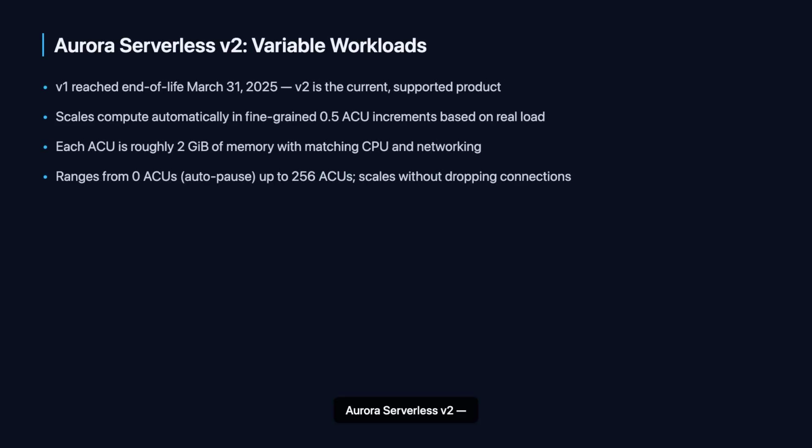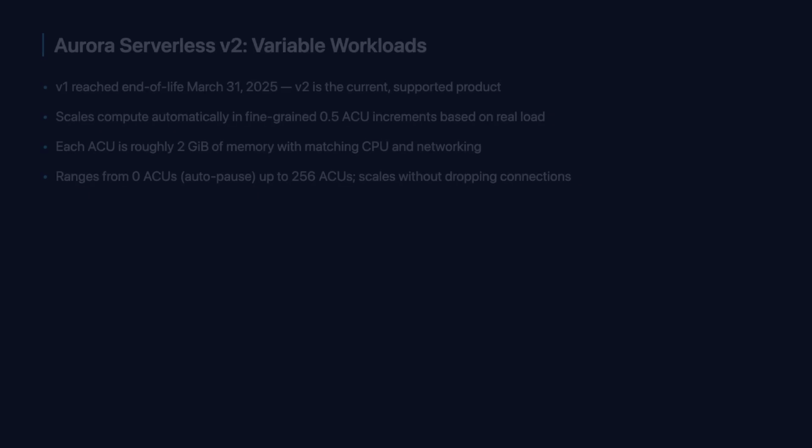Aurora Serverless v2, and note that v1 reached end of life on March 31st, 2025. So v2 is the current supported product, scales compute automatically in increments as small as half an ACU, reacting to real CPU, memory, and network load. Each ACU is roughly 2 GB of memory with matching CPU and networking. It ranges from 0 ACUs, which means auto pause, all the way up to 256, and crucially, it scales without dropping your active connections or open transactions.